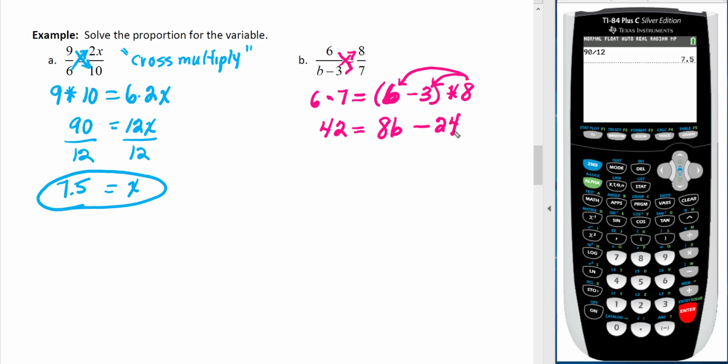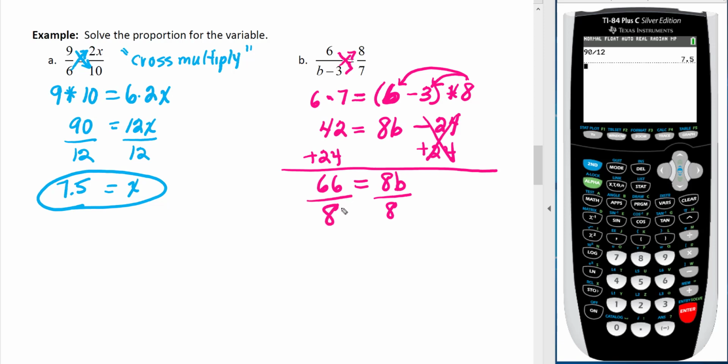Now we're going to have to isolate the b by itself, and in order to do that, first we have to add 24 to both sides. 42 plus 24, that's pretty easy. I can go 66. And negative 24 plus 24 is 0, so I just have 8b left on the right hand side. Now to undo multiplication, again we divide by 8.